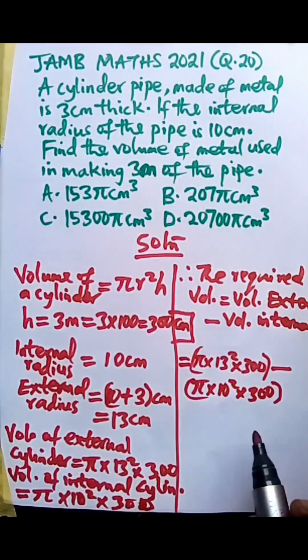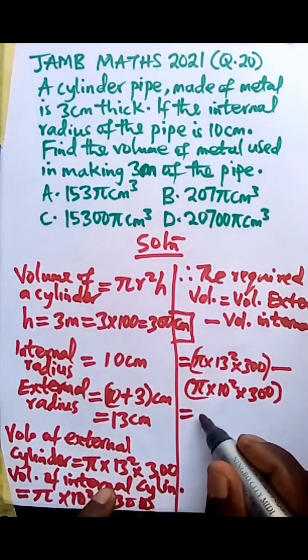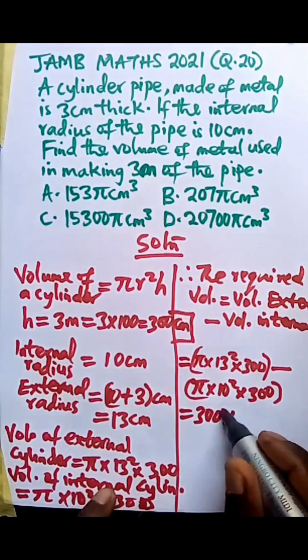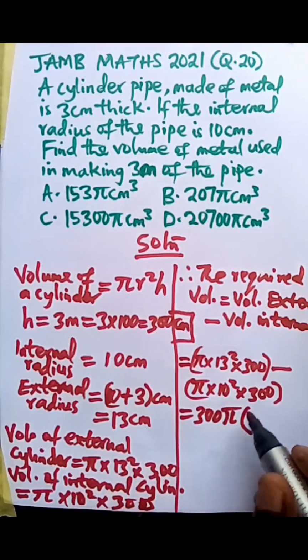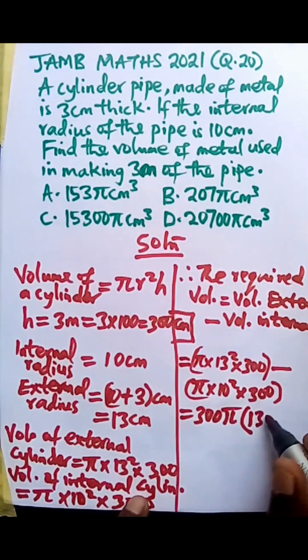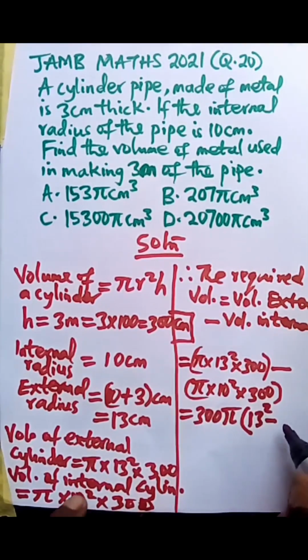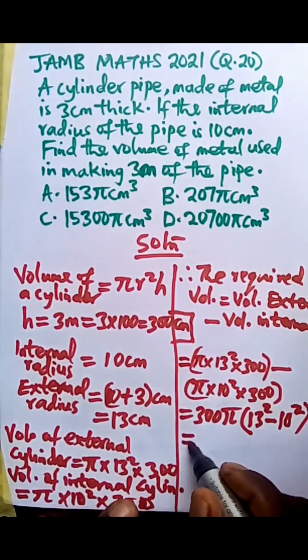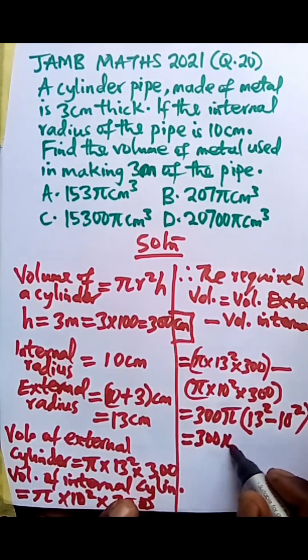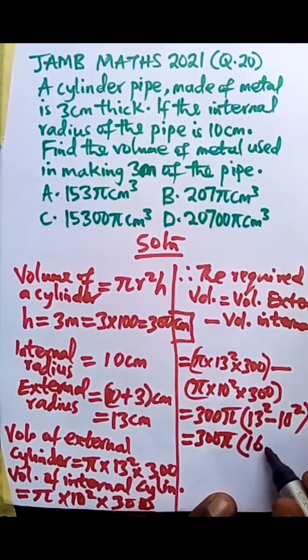So what is common here? You find out that in this bracket and this bracket, our pi and 300 is common. So let's factor that out. So we have 300 pi times 13 square minus 10 square. Now when we open up this bracket, we have 300 pi times 13 square, which is 169, minus 10 square, which is 100.